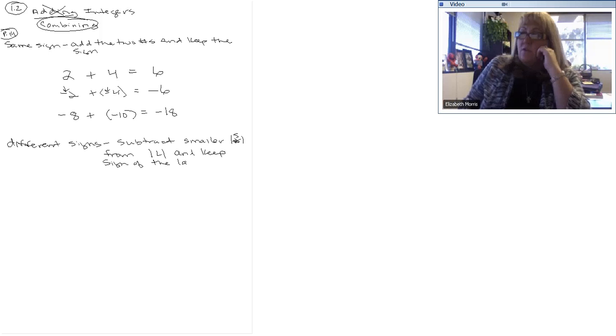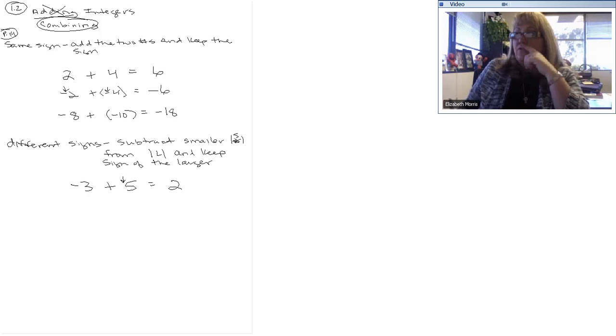So for instance, if I had negative 3 plus 5, different signs. 3 from 5 is 2, and the larger number had a positive sign, so my answer is positive 2. If I had 3 plus negative 5, 3 from 5 is 2, but the larger number is negative, so my answer is negative 2.